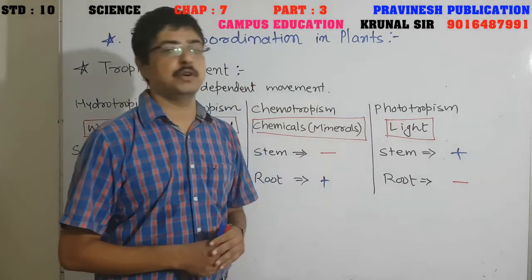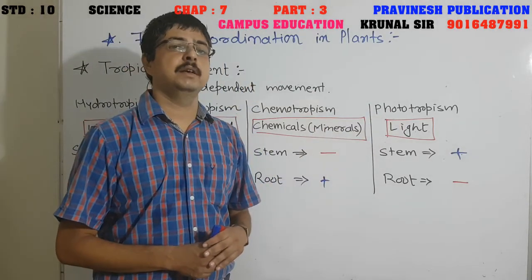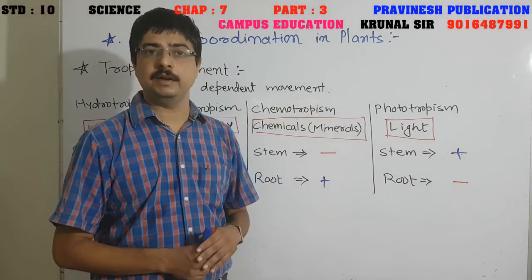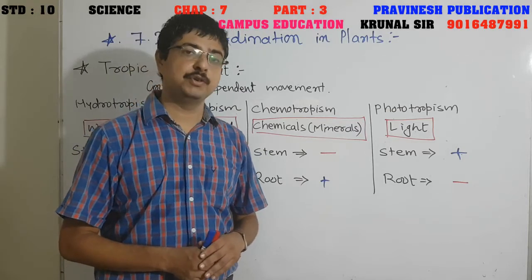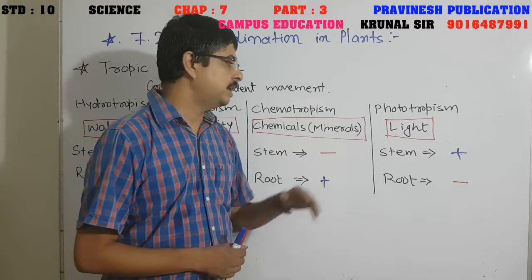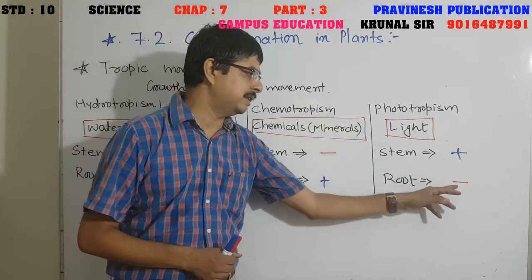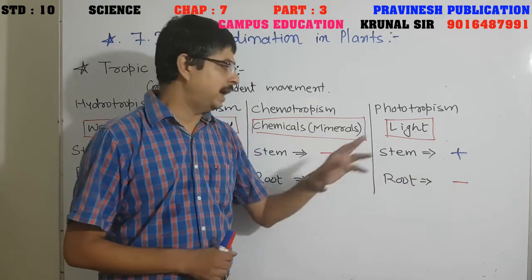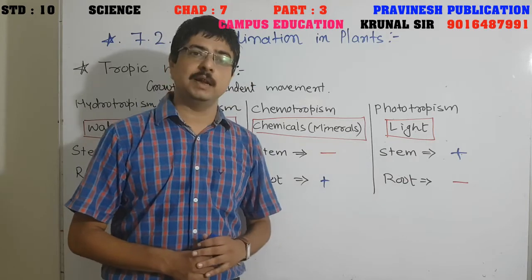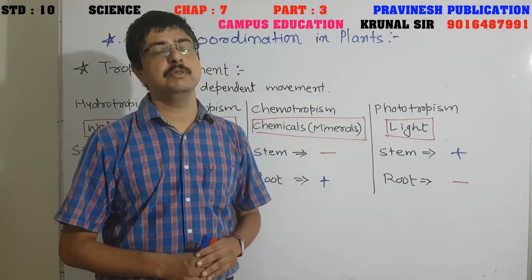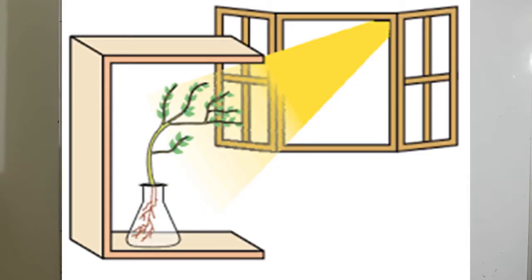Last one is phototropism. That movement is shown by the light. That movement is caused due to light. Friends, here the root will go away from the sunlight, so that is negative phototropism, and the stem will go towards the light, so that is positive phototropism. That you can see in the diagram.